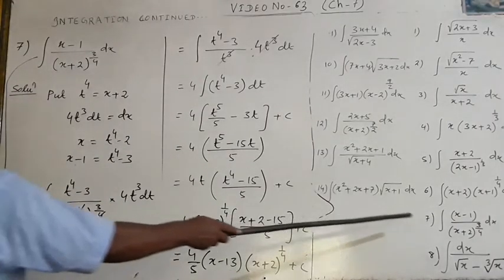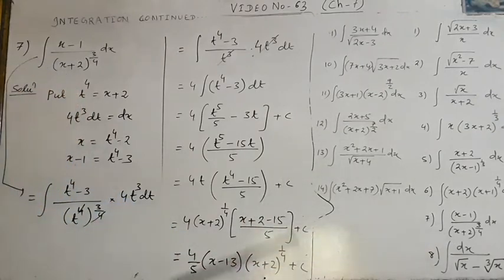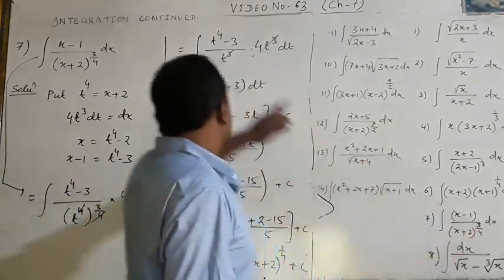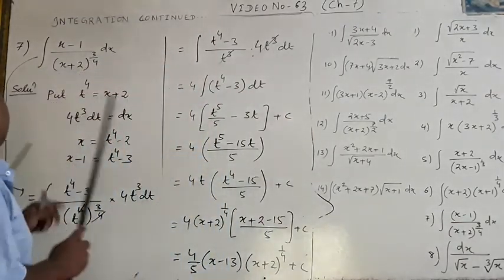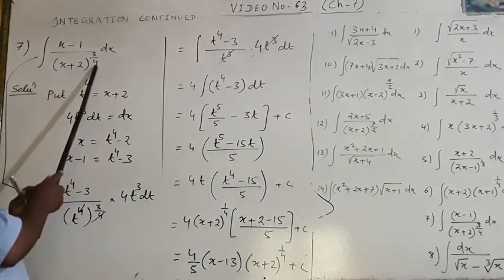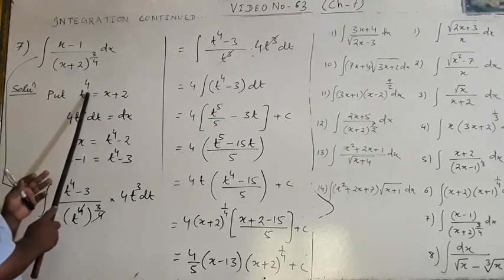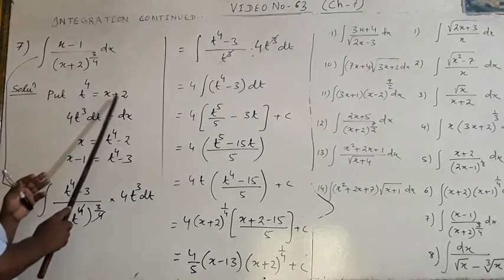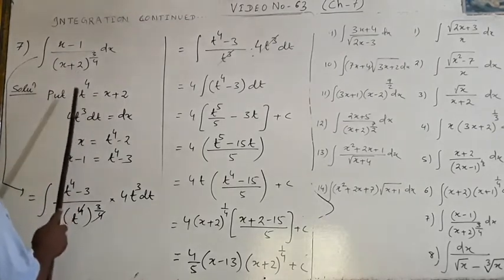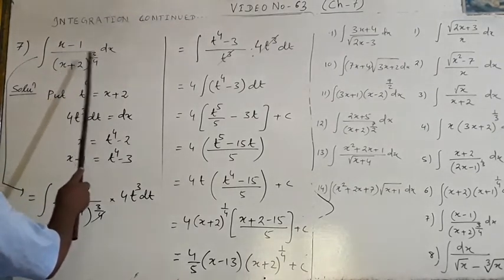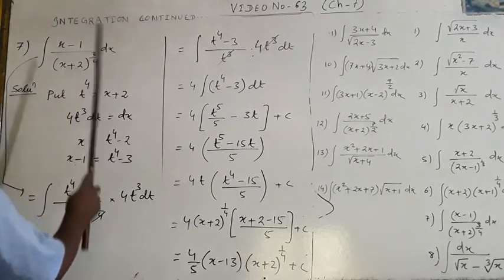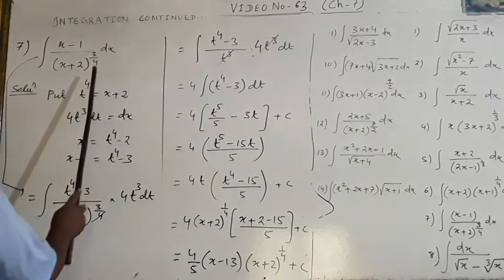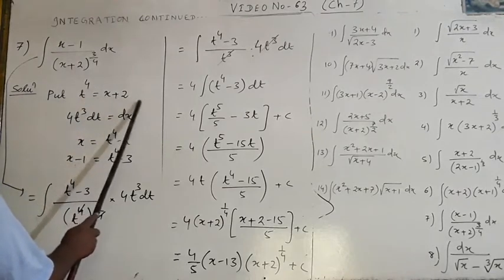For number 7, what do we have to put? The power is (x plus 2) to the power 3 by 4. Look at it, 3 by 4. So the denominator is 4. So we have to put t^4 is equal to x plus 2. Mind it, 3 by 4. There is no tension for the numerator. Tension arises for the denominator. That is 3 by 4. So put t^4 is equal to x plus 2.